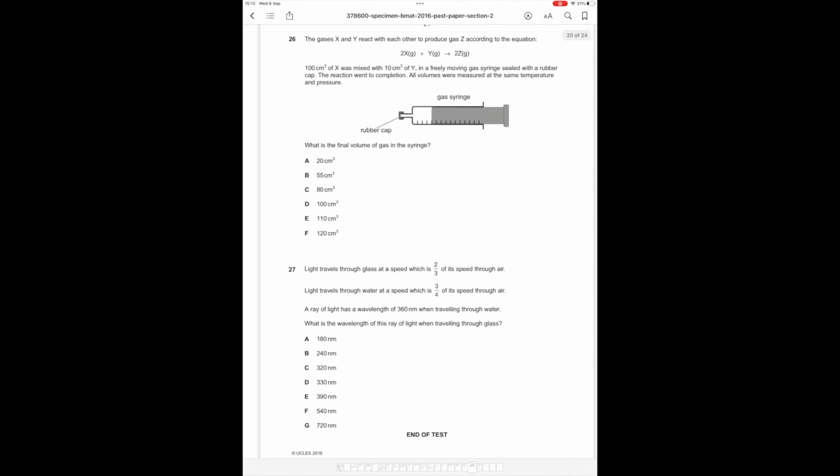Okay. Question number 26 then. The gases X and Y react with each other to produce gas Z according to the equation. 100 of X mixed with 10 of Y in a freely moving gas syringe with a rubber cap. The reaction went to completion. All volumes were measured at the same temperature and pressure. What is the final volume of gas in the syringe?